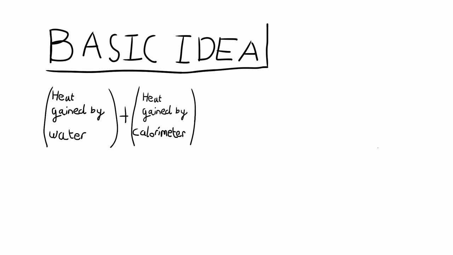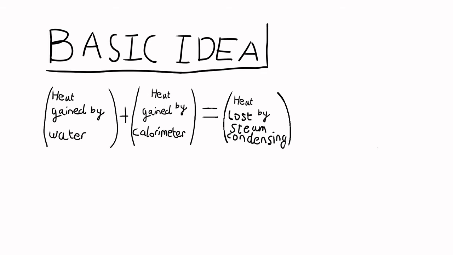So the maths. The basic idea is that the heat energy gained by the water plus the heat energy gained by the calorimeter, the container it's in, is equal to the heat lost by the steam condensing plus the heat lost by the hot water, which is cooling down to the final temperature.